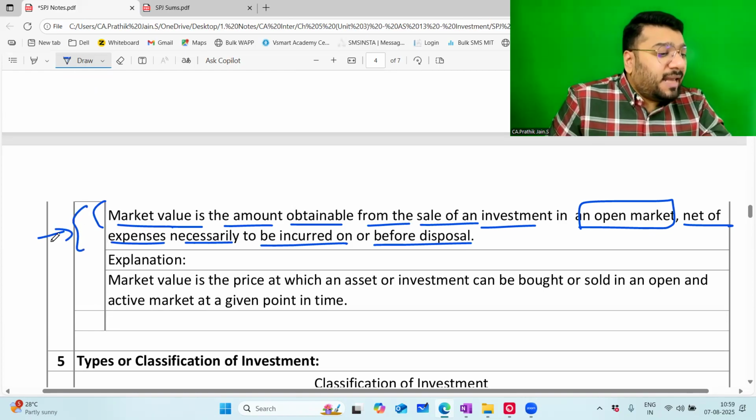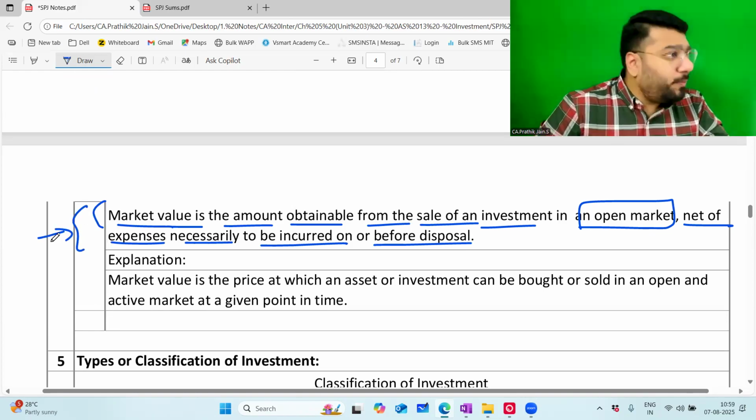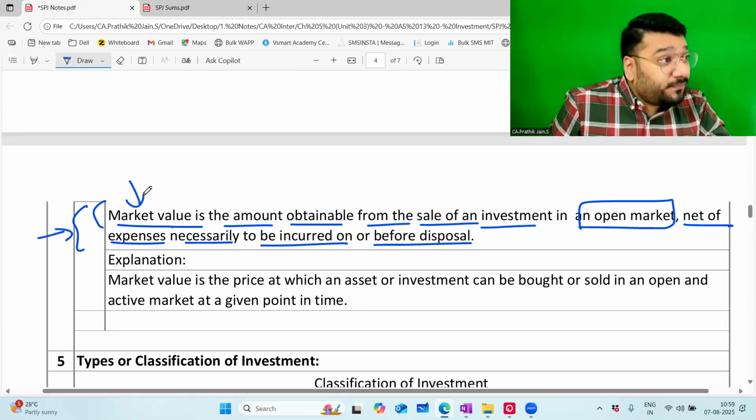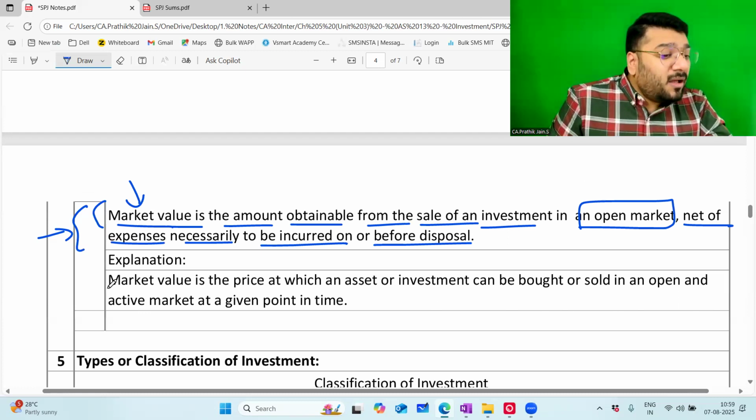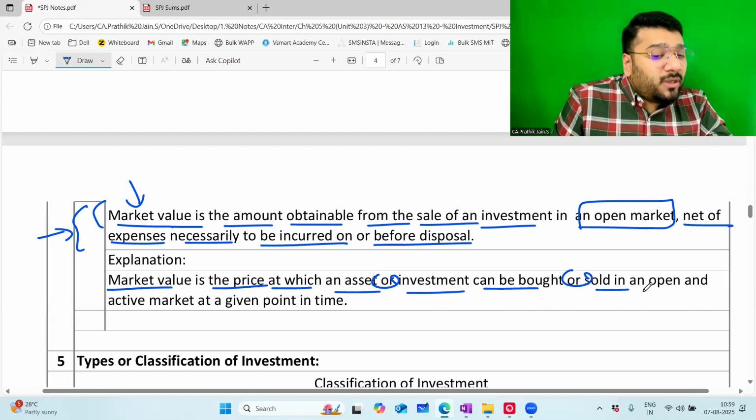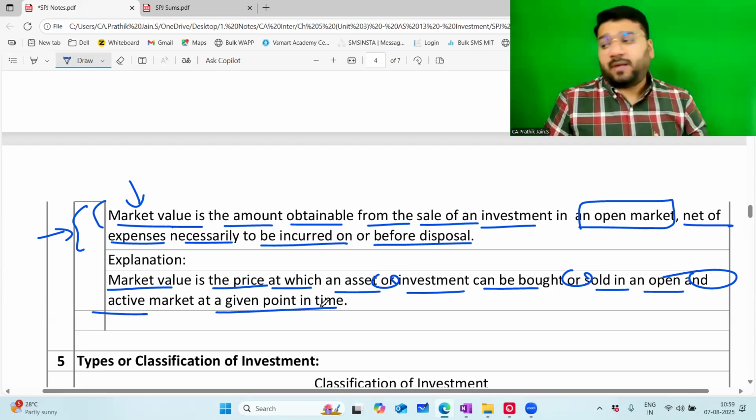This line is given in your AS 13. If you open the document and read the line, this is the meaning given for market value. Market value is the price at which an asset or investment can be bought or sold in the open market, an active market, at any given point of time.